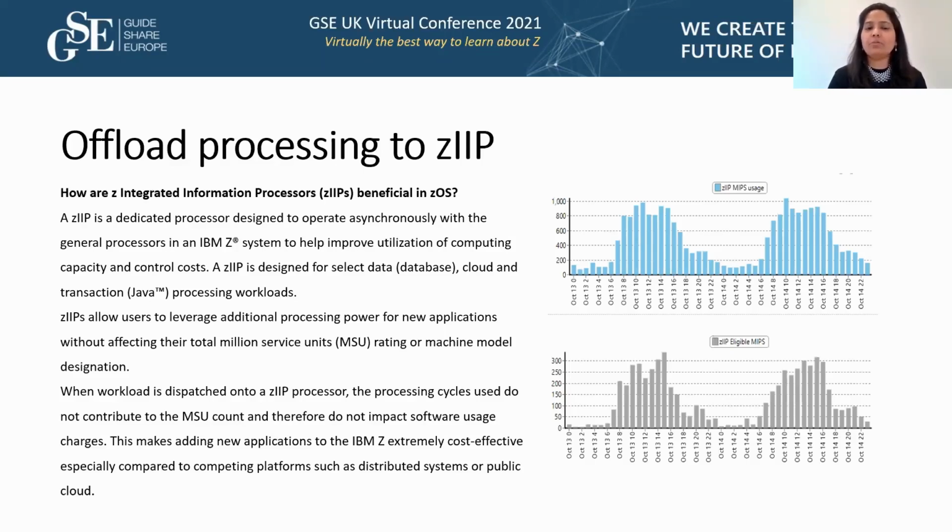When a workload is dispatched on a zIIP processor, the processing cycles used do not contribute to the MSU count, and therefore do not impact your software usage charges. This makes adding new applications to the IBM Z extremely cost effective, especially compared to competing platforms such as distributed systems or a public cloud.